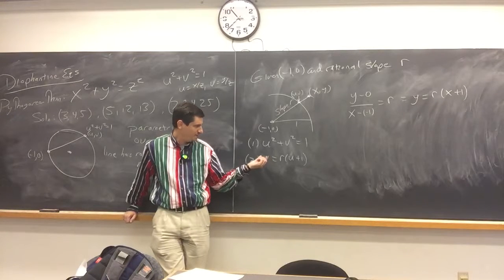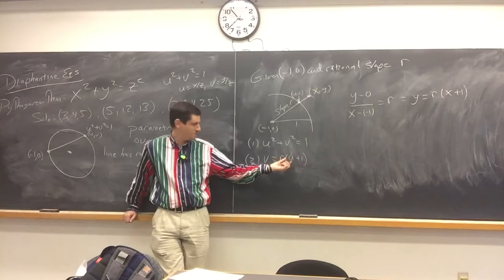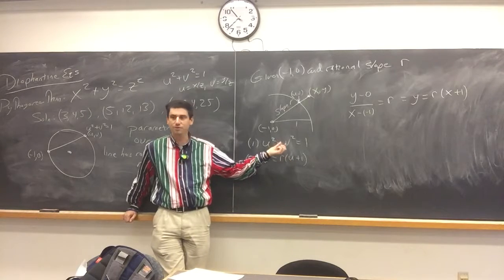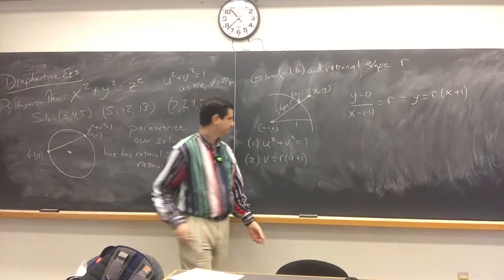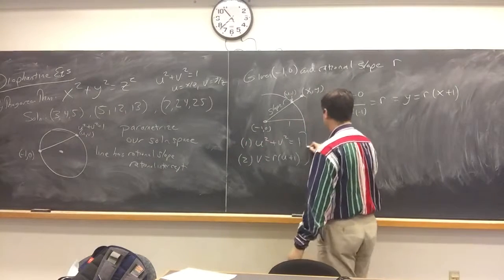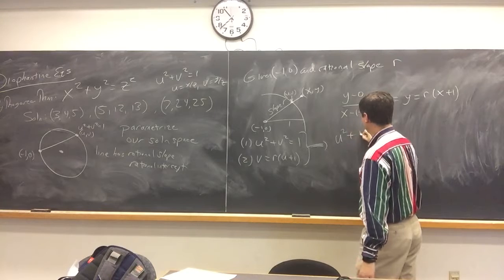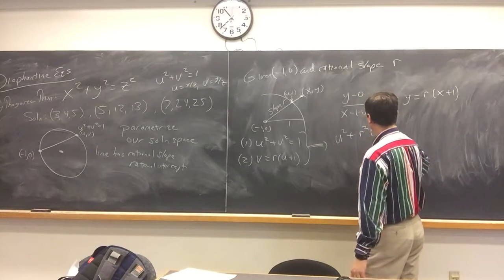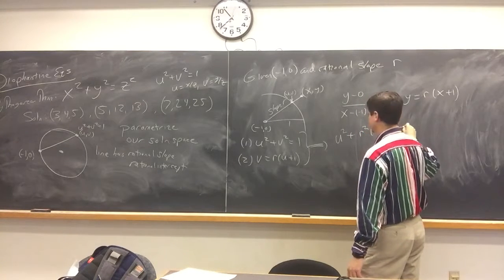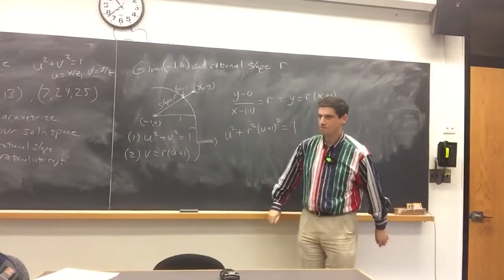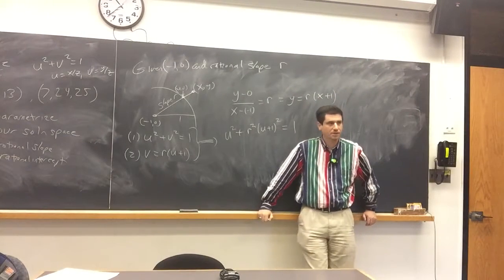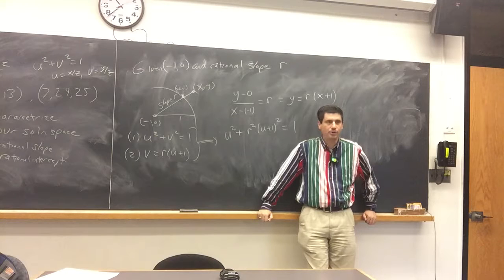Yeah, I mean, my feeling is I've got v really nicely written in terms of u. Let me substitute for v squared. And so if I combine these, I get u squared plus r squared times (u plus 1) squared equals 1. All right, now what do I do?